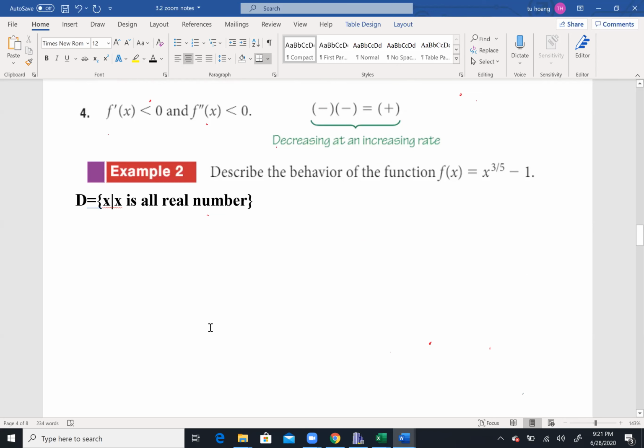We'll do one more example for you to see what happens. Firstly, I need to state the domain of this function. Because f of x is x to the power 3/5 minus 1, which is a polynomial function, you can say that the domain is all real numbers.